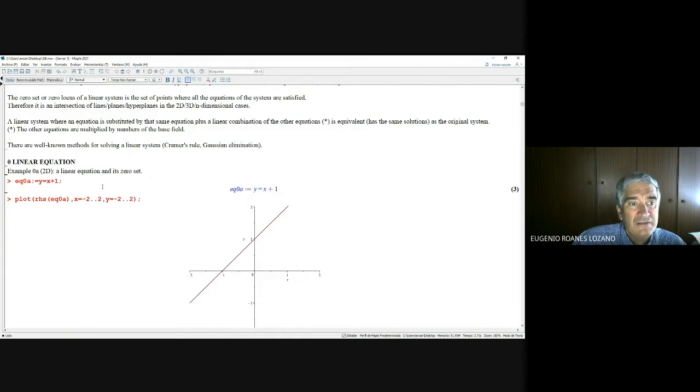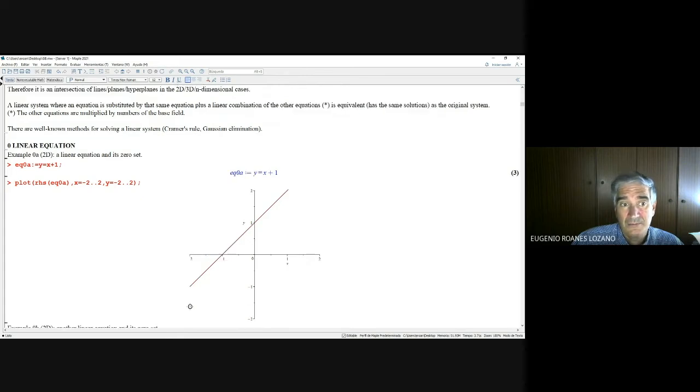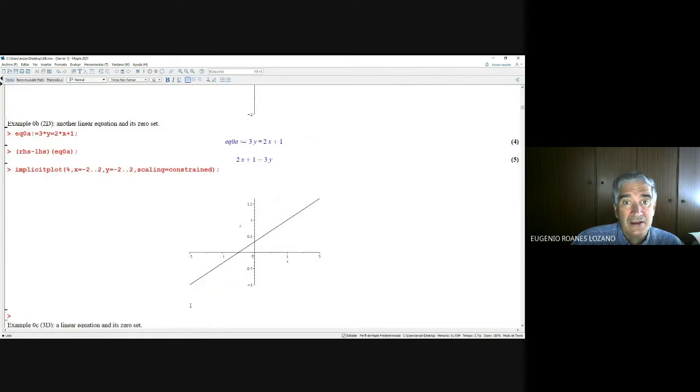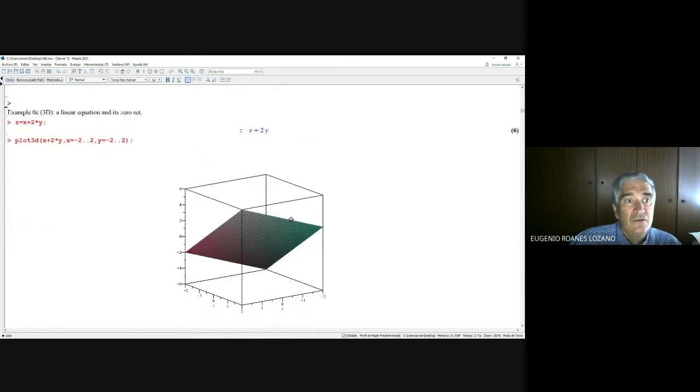For instance, if we have the equation y equals x plus 1, the zero set of that equation is a line. Another example, 3 times y equals 2 times x plus 1. And this equation is equivalent to this polynomial equal to 0. This is its plot. And for instance, if we give a condition like this, z equals x plus 2 times y, in the 3D case, we have a plane.